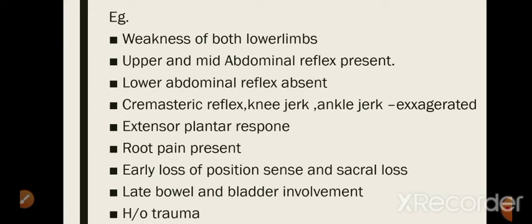Below the lesion, the cremastic reflex, knee jerk and ankle jerk are all exaggerated. So we know that below the level of the lesion we have a UMN type of lesion. As root pain is present, this is a compressive cause, and there is early sacral loss and early loss of position sense. All this indicates an extramedullary, extradural cause, and there is also history of trauma.